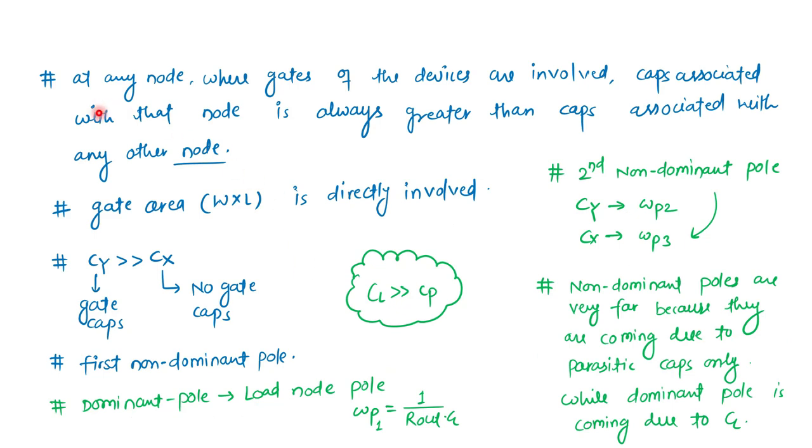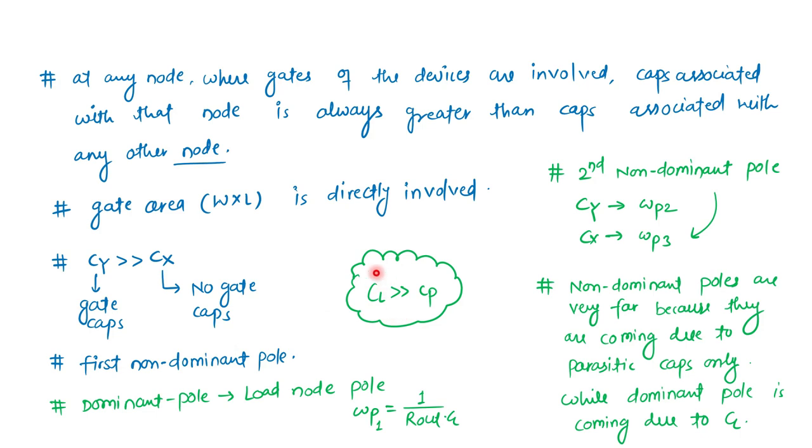So what we have mentioned here is that at any node where gates of devices are involved, the caps associated with that node are always greater than the caps associated with any other node. The same thing that I already told you. Gate area is directly involved here. Why am I discussing this? Because I want to see the first non-dominant pole. I want to see the first non-dominant pole.